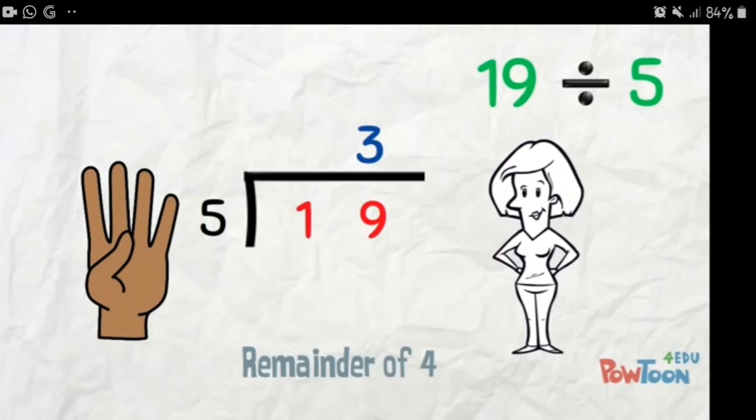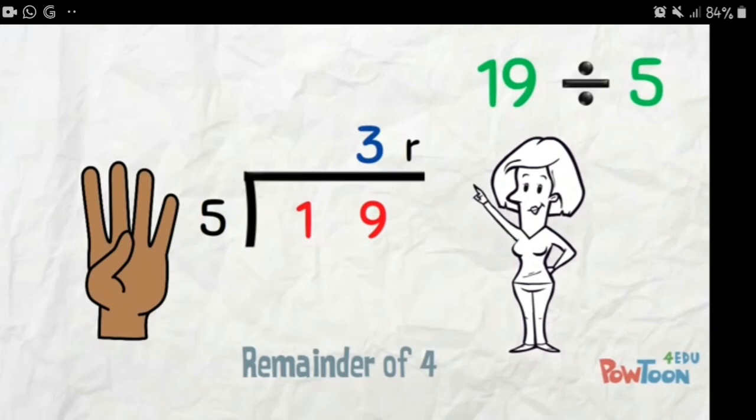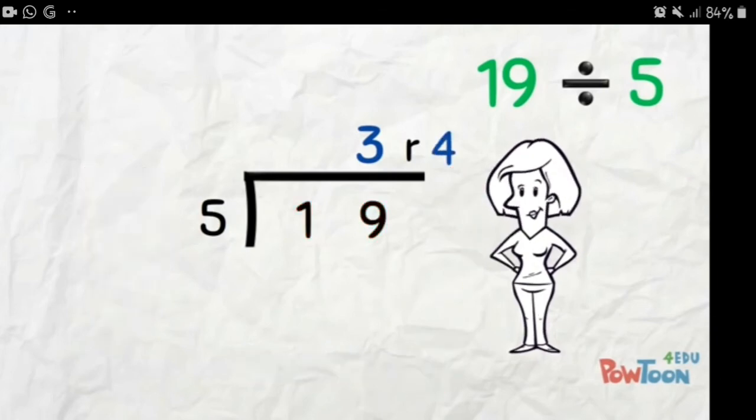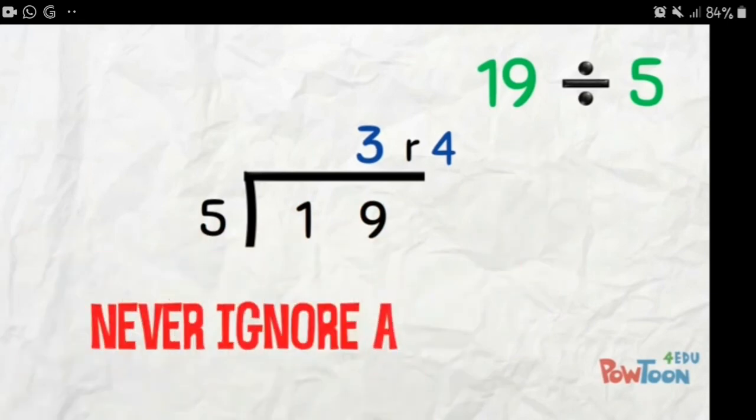When we get to the end of a problem and there's a remainder, we write a little R up here on the answer line. Then we put that remainder amount in. So 19 divided by 5 is 3, remainder 4. We never ignore a remainder.